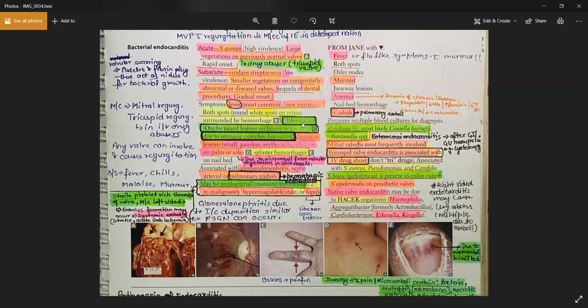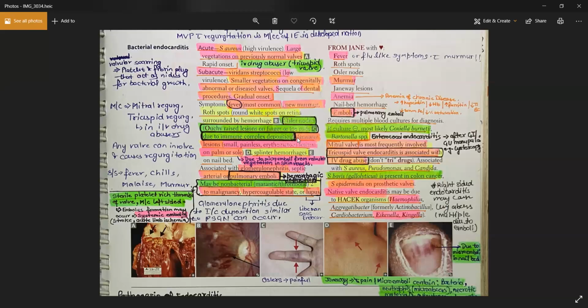You can have Osler nodes, which are painful raised lesions on the finger or toe pads. As you can see here, these are some raised lesions on the fingers. These are the Osler nodes, and they are due to immune complex deposition. Because you have bacteria in your body, the antibodies will bind to them and form these immune complexes, right? The immune complexes will deposit on the tissues, in this case on the fingers, and cause inflammation. What kind of hypersensitivity reaction is this? Type 3. Type 3 hypersensitivity reaction, exactly. So Osler nodes are due to immune complex deposition.